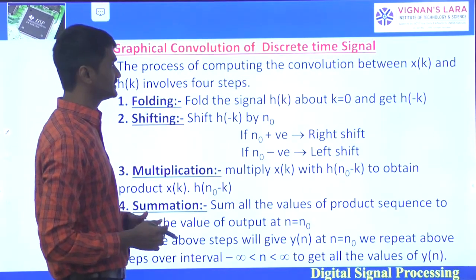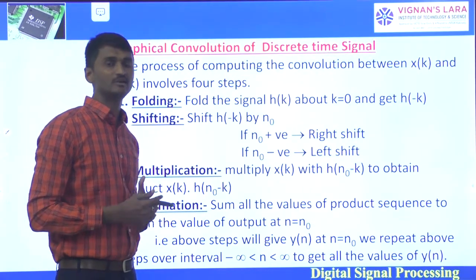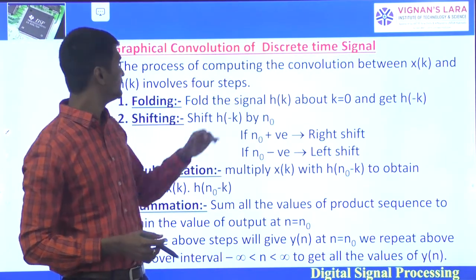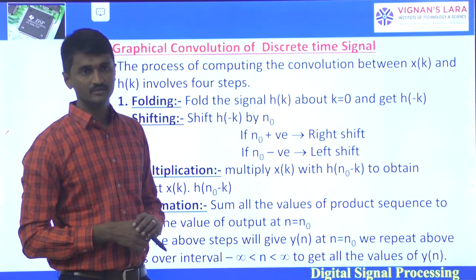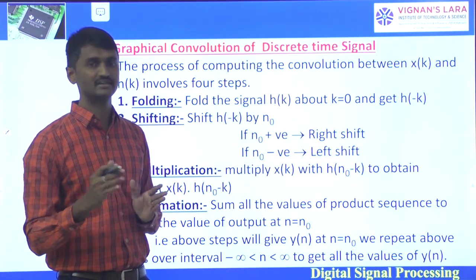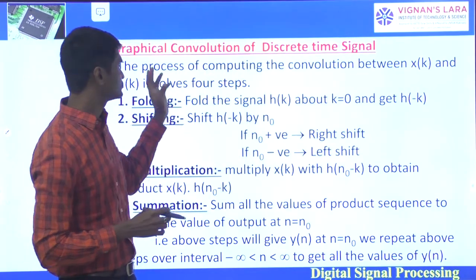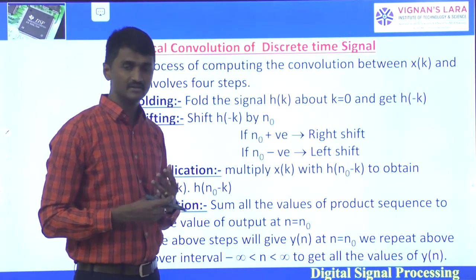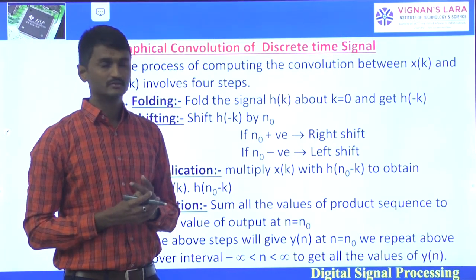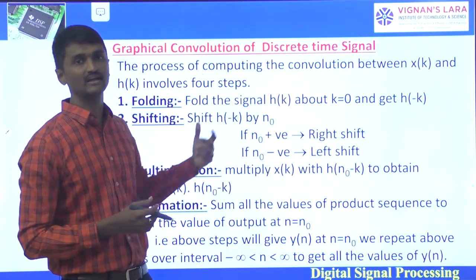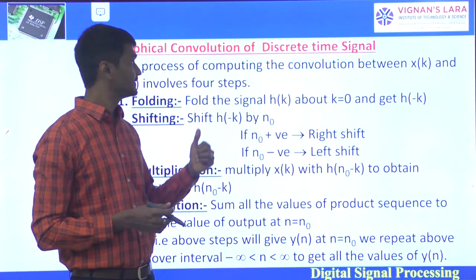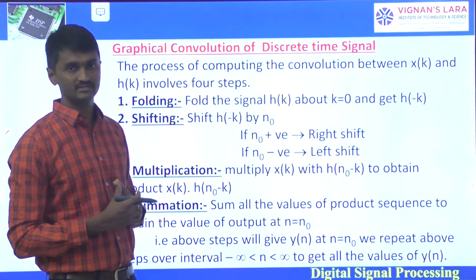So here is the procedure to find the convolution between the two sequences x of n and h of n by using the graphical method. There are three methods to find the convolution between the two sequences: first the graphical representation method, second the tabular method, and third the cross tabular method. This is the procedure for the graphical representation method.